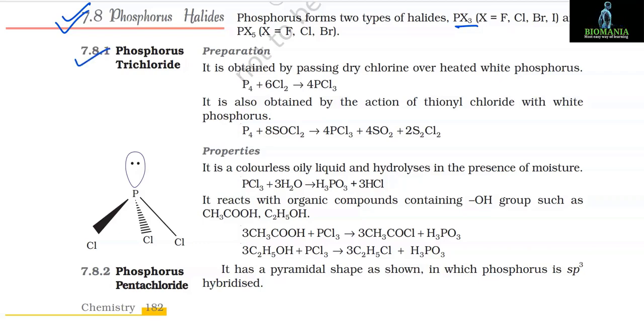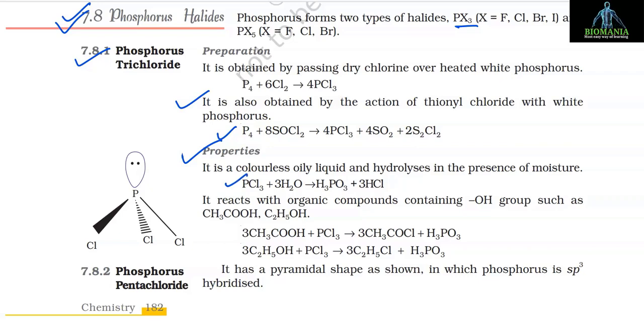7.8.1 Phosphorus trichloride. Preparation: it is obtained by passing dry chlorine over heated white phosphorus, P4 + 6Cl2 gives 4PCl3. It is also obtained by the action of thionyl chloride with white phosphorus: P4 + 8SOCl2 gives 4PCl3 + 4SO2 + 2S2Cl2. Properties: it is a colorless oily liquid and hydrolyzes in the presence of moisture.